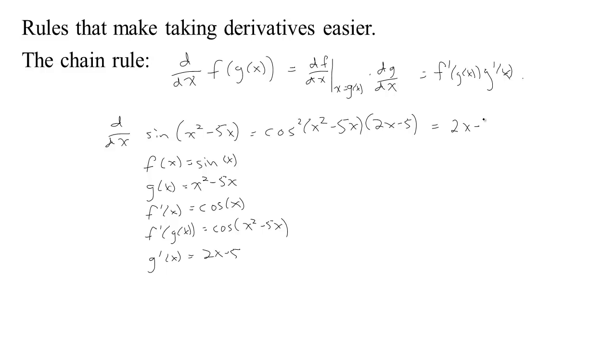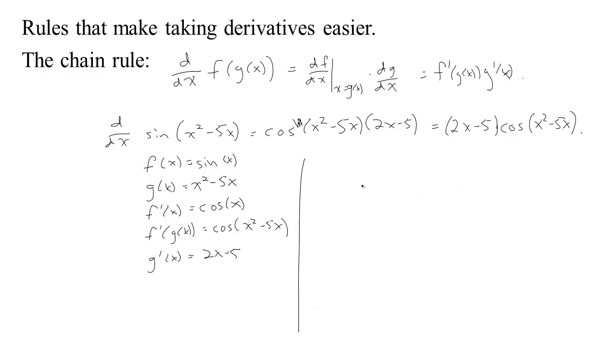Or you could turn this around, we have 2x minus 5 times the cosine of x squared minus 5x.